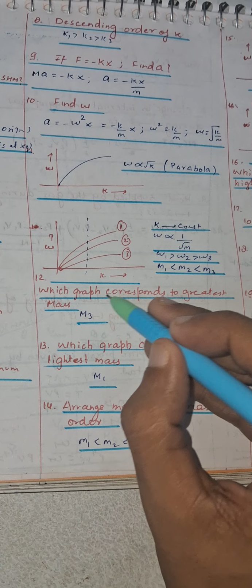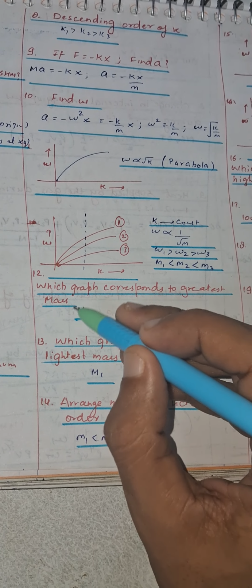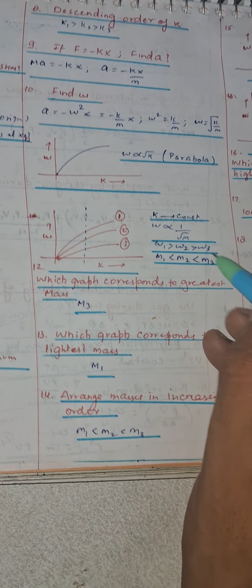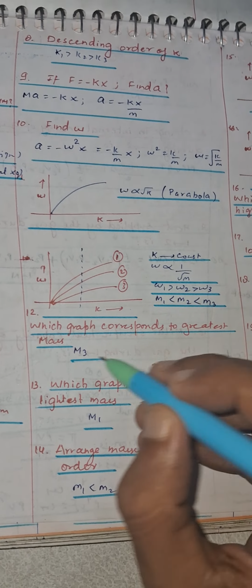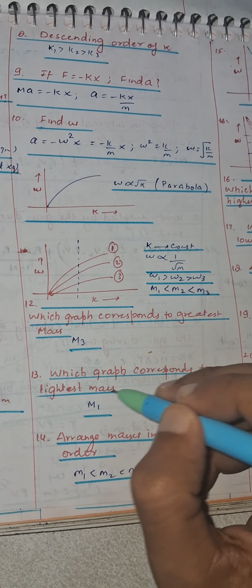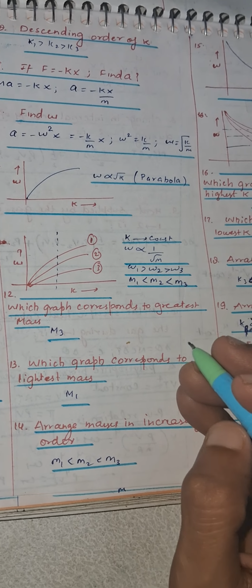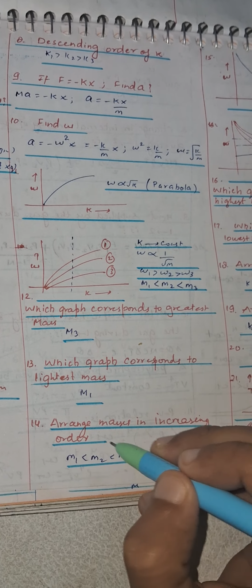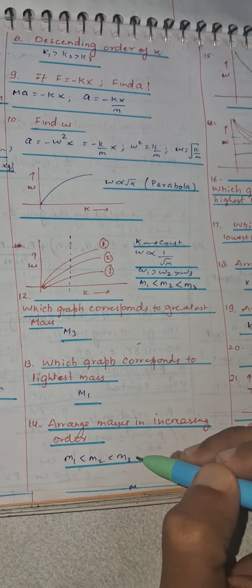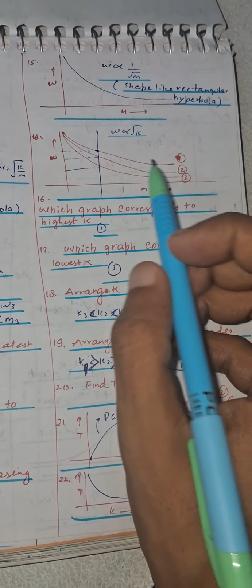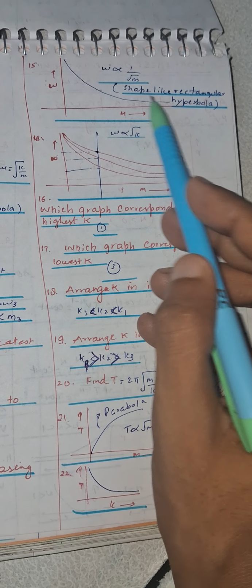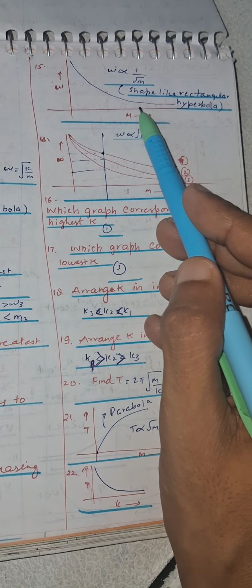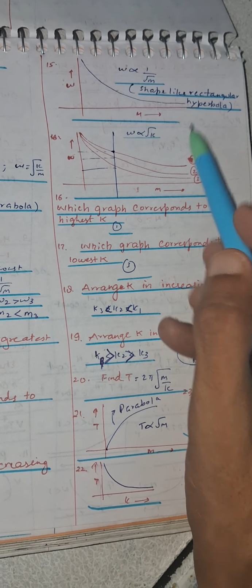The next question is which graph corresponds to the greatest mass. Obviously m3 corresponds to the greatest mass, as we have calculated over here. Then which graph corresponds to the least mass. So m1 corresponds to the least mass. Then arrange masses in increasing order, that will be m1 less than m2 less than m3. The next question is if we draw the omega versus m graph, it will be inversely related, so it will have a shape like a rectangular hyperbola as shown over here.